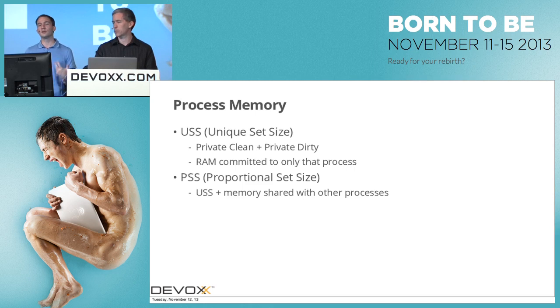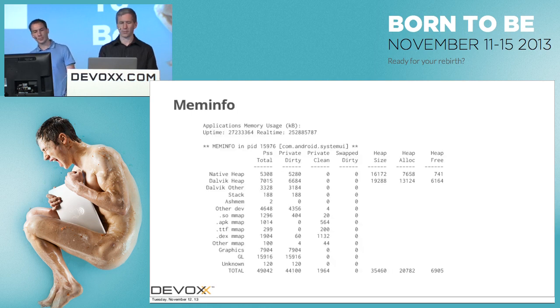So if the Zygote takes 10 megs of RAM and we have 10 applications running, for the PSS, we're going to add the size of Zygote divided by the number of processes. So in that case, we would add 10 megs divided by 10 processes. We would add 1 meg to the USS to compute the PSS, sorry.